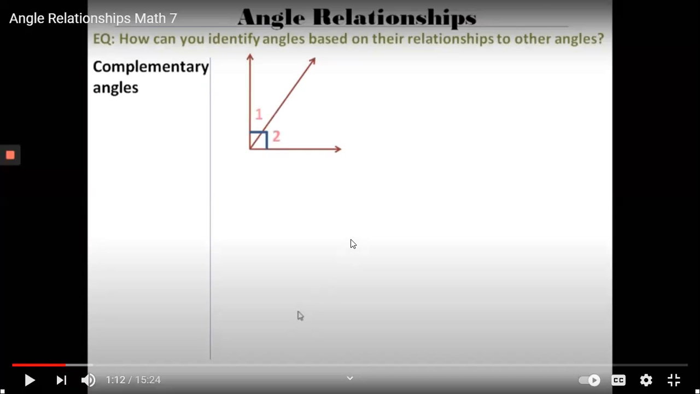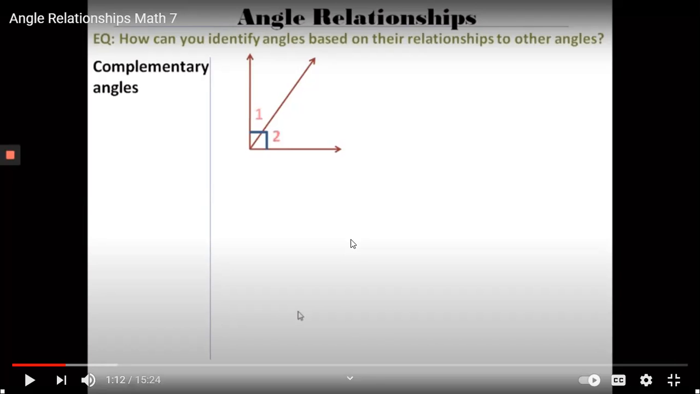The first relationship between angles we studied before: acute angle, obtuse angle, right angle, what else? Straight angle. But today we are going to study angle relationships. How can you identify angles based on their relationship to each other? We have more than one angle and we want to recognize the relation between them. So we will start first with complementary angles.